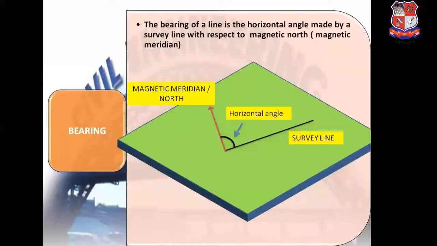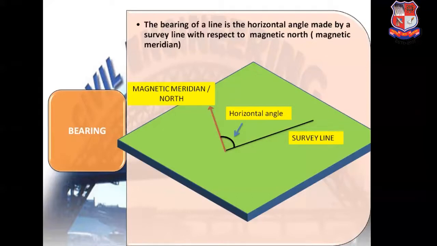Now the next and last topic in this lecture is bearing and its types. So what is the meaning of bearing? The bearing of a survey line is the horizontal angle made by a survey line with respect to magnetic north. That is known as the bearing. You can see here, this red line arrow is my magnetic north line, and this is my survey line. So the horizontal angle that is created between the survey line and the magnetic north is known as bearing.